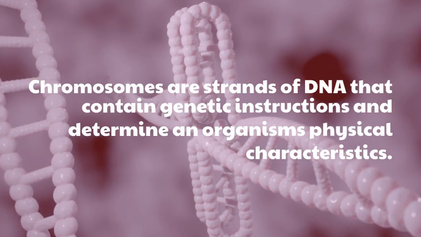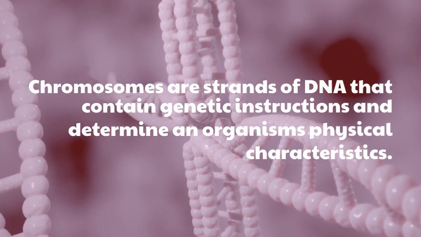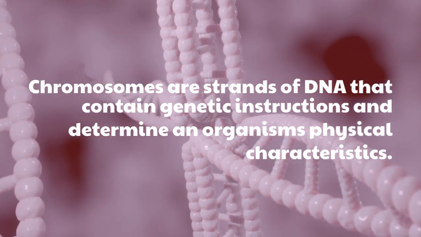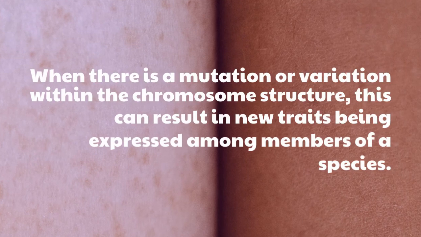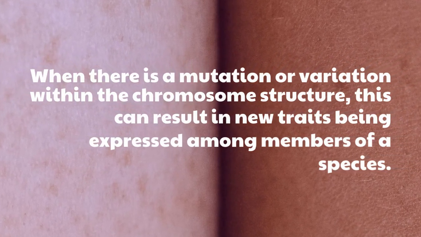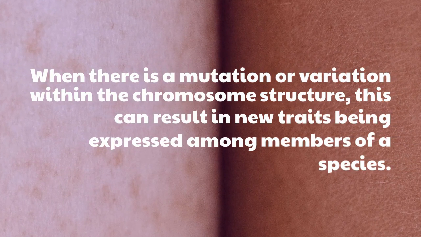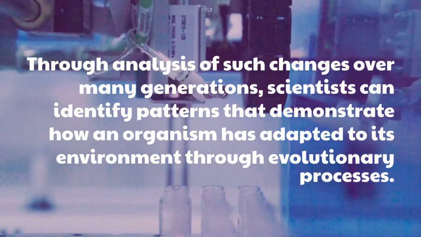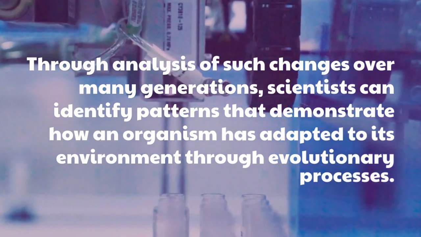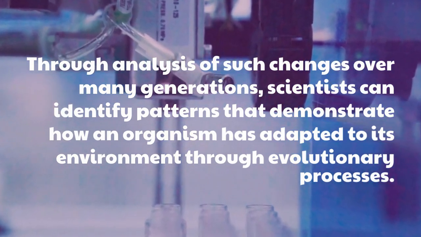Chromosomes are strands of DNA that contain genetic instructions and determine an organism's physical characteristics. When there is a mutation or variation within the chromosome structure, this can result in new traits being expressed among members of a species. Through analysis of such changes over many generations, scientists can identify patterns that demonstrate how an organism has adapted to its environment through evolutionary processes.